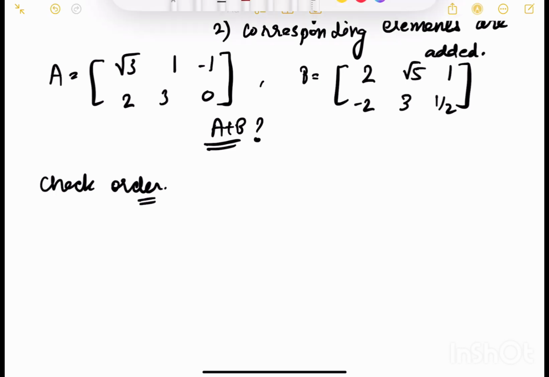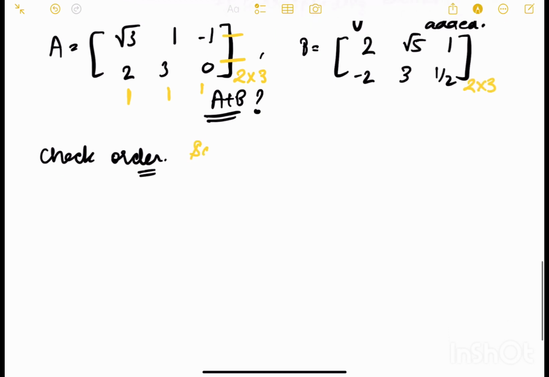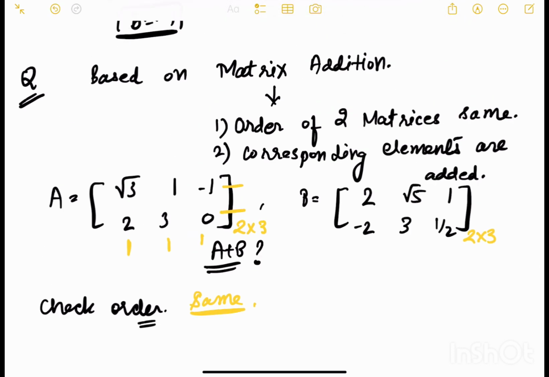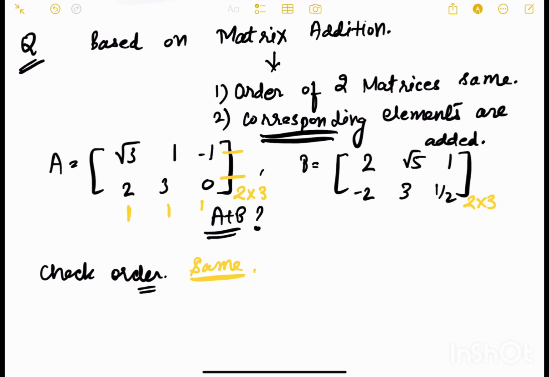Let's focus on how many rows are in the matrix A. This is my first row, this is my second row, this is my first column, second column, third column. Since we write the order as the number of rows multiplied by the number of columns, this will be 2 cross 3. And the same is the case with B, 2 cross 3. Now since the order is the same, we can proceed to the usual method of addition, where we add the corresponding elements of the two matrices.